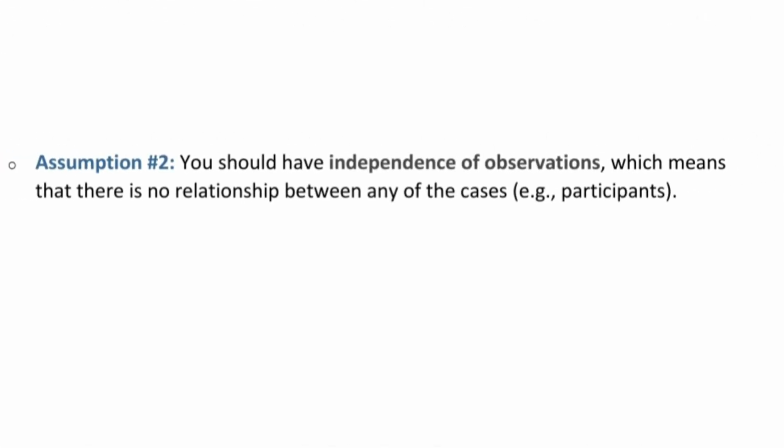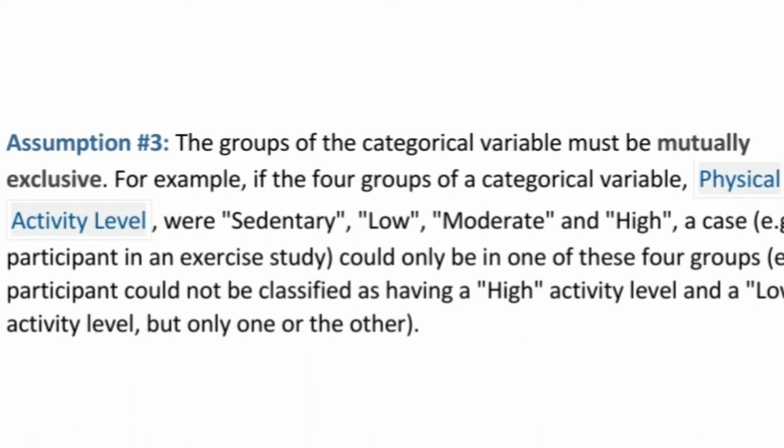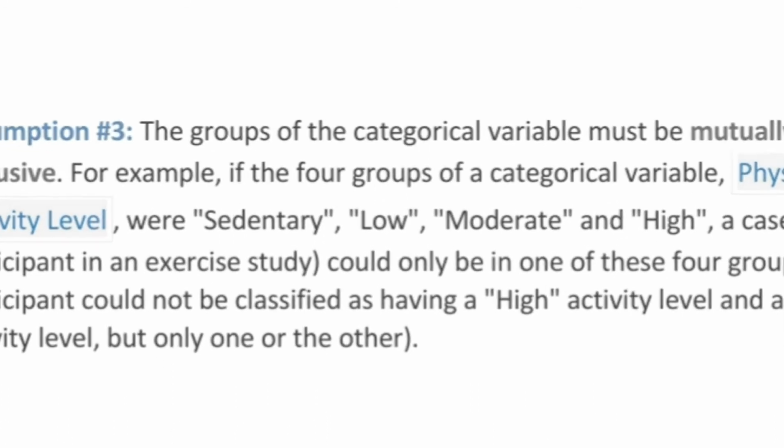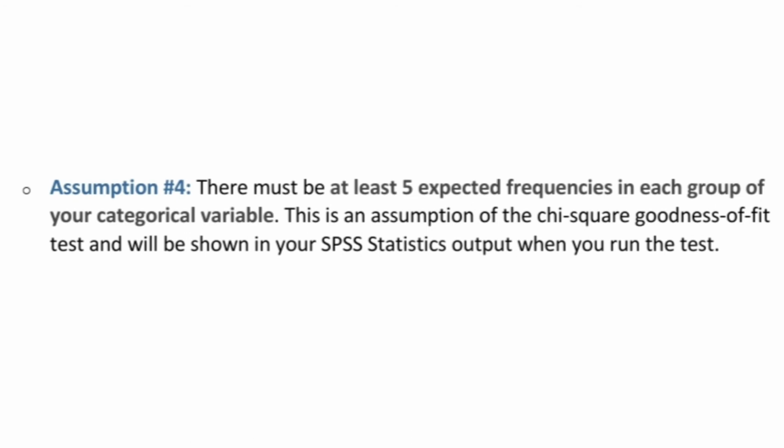For the second assumption, you should have independence of observations, which means that there is no relationship between any of the cases. The third assumption is the groups of the categorical variable must be mutually exclusive. For example, if the 4 groups of a categorical variable physical activity level were sedentary, low, moderate, and high, a case could only be in one of these 4 groups. Lastly, the fourth assumption is there must be at least 5 expected frequencies in each group of your categorical variable.